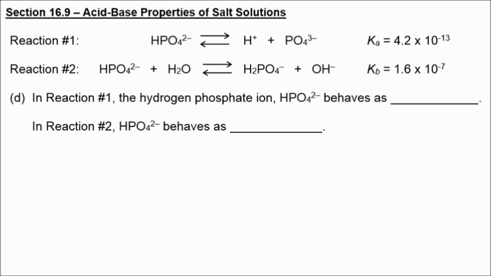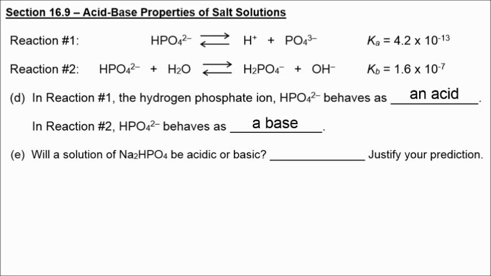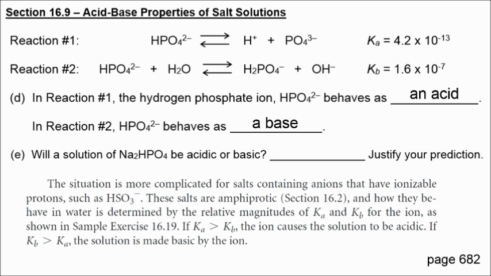Here we have HPO4 2-, which is amphiprotic. It could either behave as a proton donor, so an acid in reaction 1, or it could behave as a proton acceptor, a base in reaction 2. Well, will a solution of this particular ion, hydrogen phosphate, be acidic or basic? Justify your prediction. Well, on page 682 it says the situation is more complicated when you have amphiprotic ions.